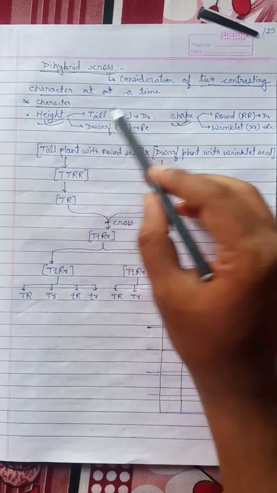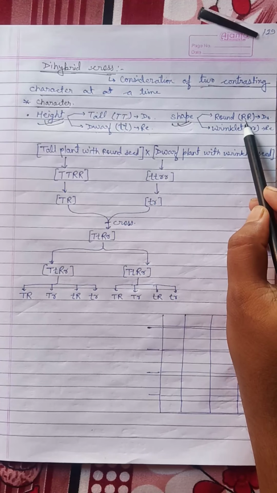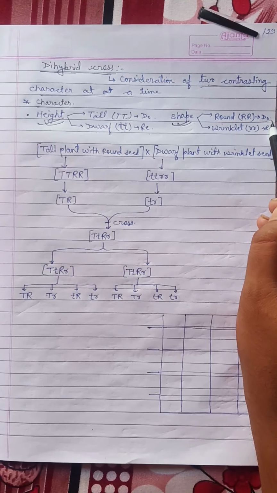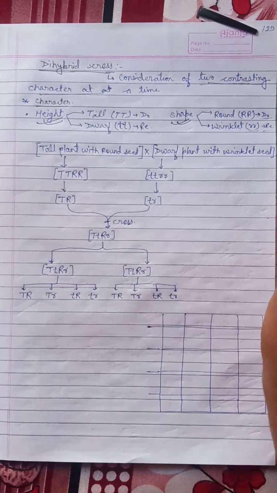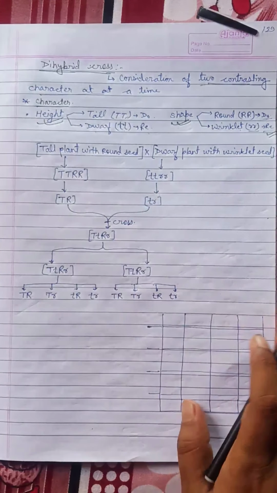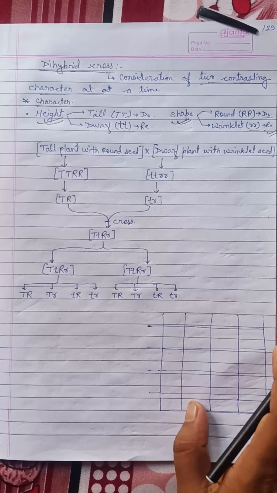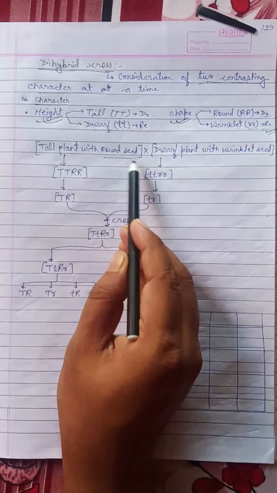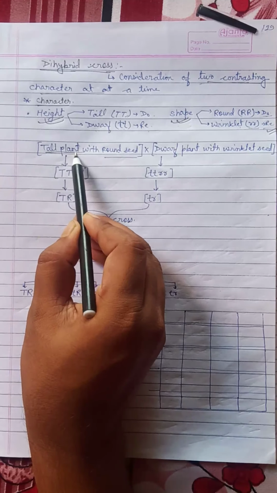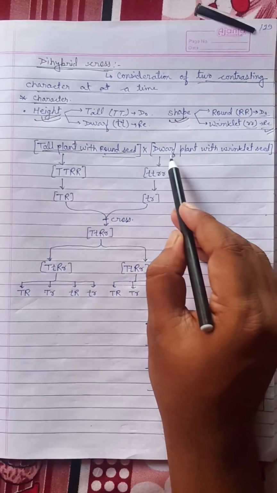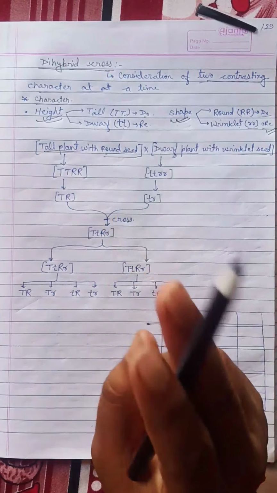Similarly to height, I am here taking the shape of the seed, that is round seed, which is denoted by capital R, capital R, and it is the dominating form, whereas the wrinkled form is small r and small r, and it is recessive. These are the two contrasting characters we are taking here. Suppose a plant having a round seed, or the plant which is tall, that means a tall plant with round seed is crossed with a dwarf plant with wrinkled seed. These two characters we are taking together.